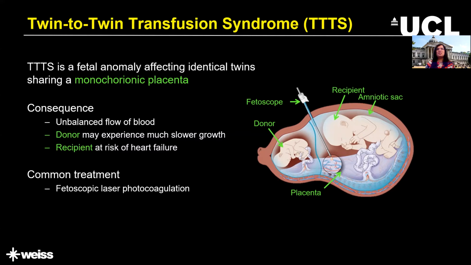Fetoscopic laser photocoagulation is a common treatment for this syndrome, where a fetoscope is an endoscopic device with a much smaller form factor that is used for ablating the blood vessels and regulating the blood flow to the two fetuses.